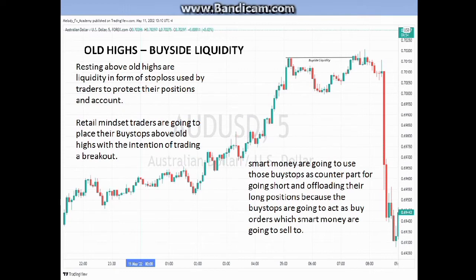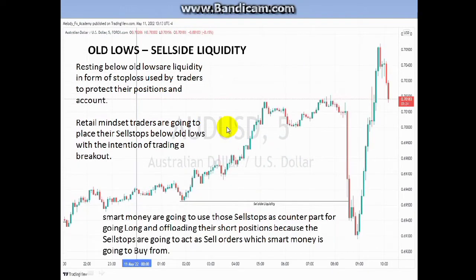So one of the major concepts of smart money traders, one of their main focuses in price action, are old highs, because above these old highs is probably buy side liquidity. So that's one of the major focuses of smart money traders. Then the next in line is old lows.